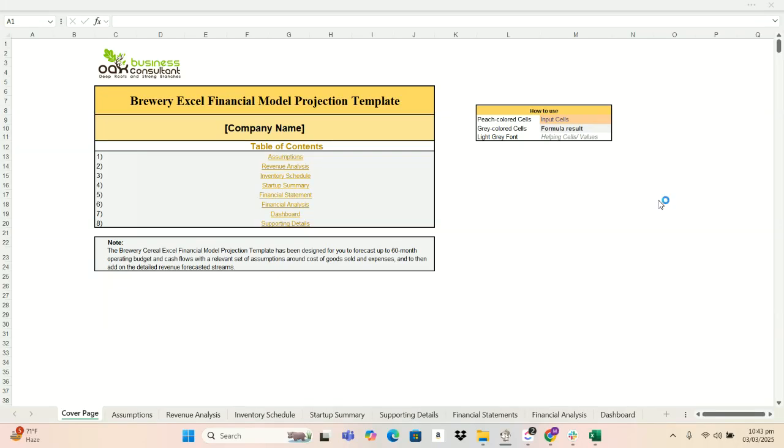Today we are going to discuss Brewery Excel Financial Model Projection Template. Here you can see the table of contents. We have assumption sheet, revenue analysis, inventory schedule, startup summary, financial statements, financial analysis, supporting details, and a dashboard. Here's a little guide on how to use the cells. Peach colored cells are input cells, gray colored cells are formula result, light gray font are helping cells.